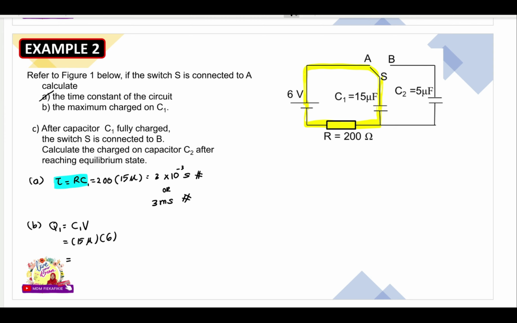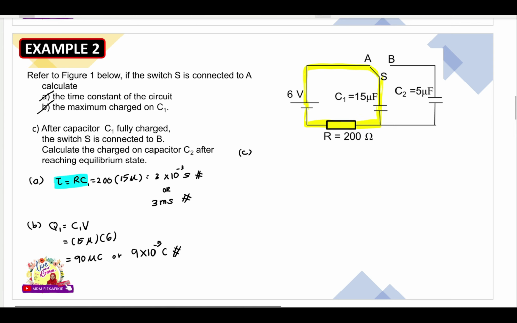Okay, 90 microcoulomb. Ataupun kita nak tulis macam ini pun boleh lah, 9 times 10 power of negative 5 coulomb. Okay, so this is the answer. Okay, and then question C.